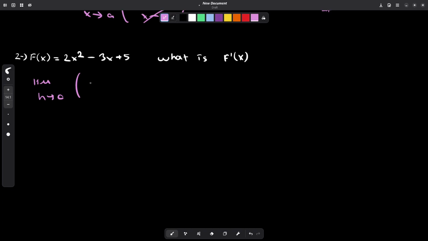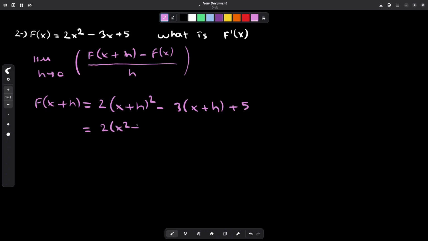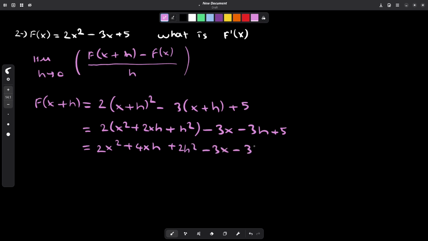Since we are working with x instead of a, let's write f(x plus h) minus f(x) over h. We could do the algebra inside the limit, but I want to do it outside because I think that way it's easier. 2 times (x plus h) squared minus 3 times (x plus h) plus 5. Let's see, 2 times x squared plus 2xh plus h squared minus 3x minus 3h plus 5. And this is equal to 2x squared plus 4xh plus 2h squared minus 3x minus 3h plus 5. Looks correct? Yes, alright.